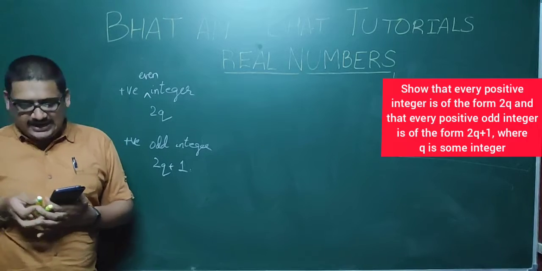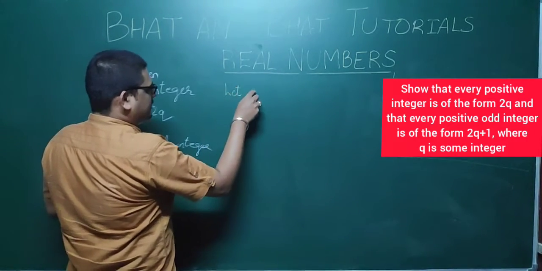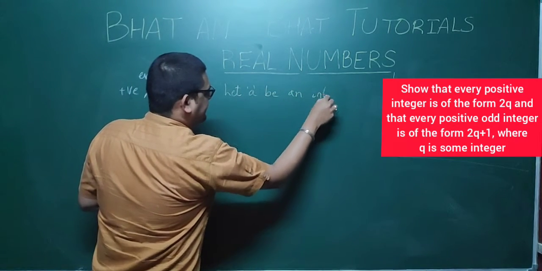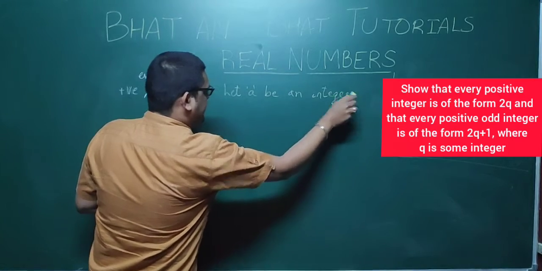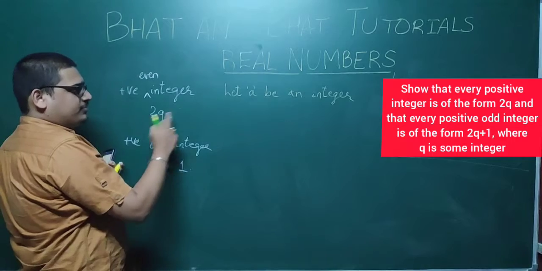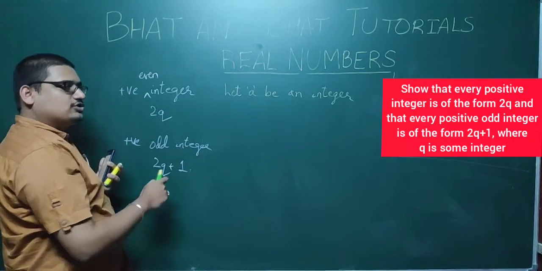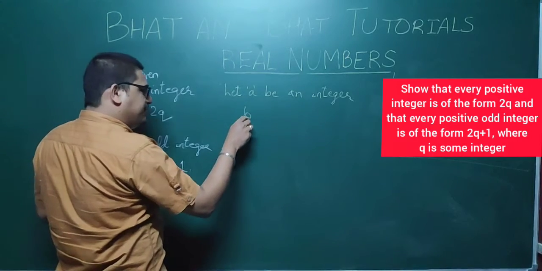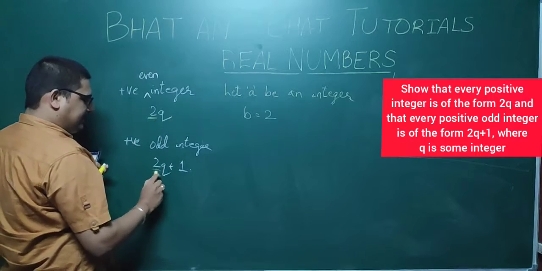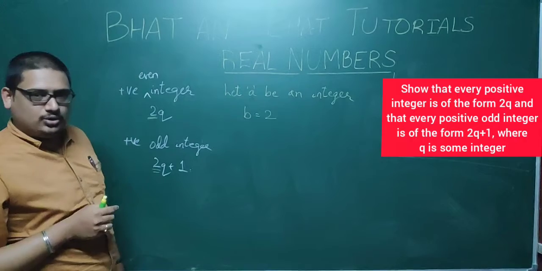How to go about the analysis? Let us assume a is an integer. I should show that if a is an even positive integer, it can be represented as 2q, and if a is an odd integer, it can be represented as 2q plus 1. So how should I move about? What is b? B is 2. Why? It is given in the question indirectly. I have to take this data from the given question. It says b is equal to 2.